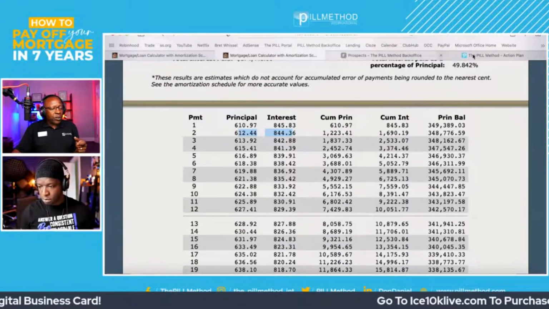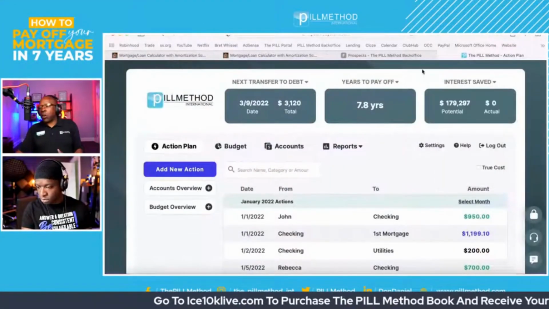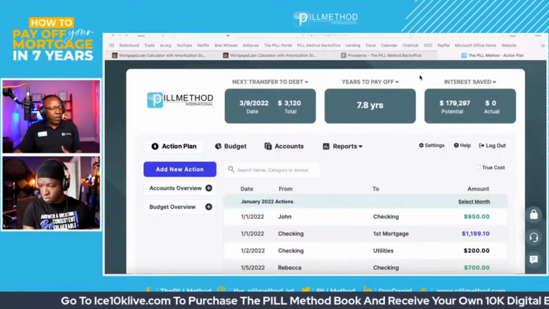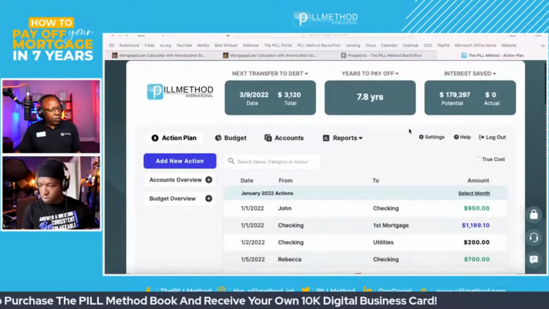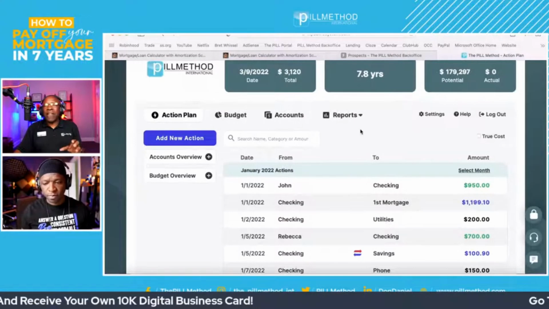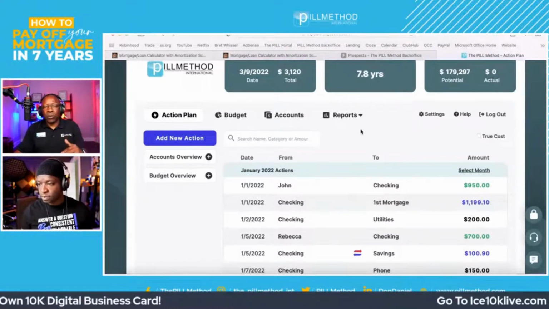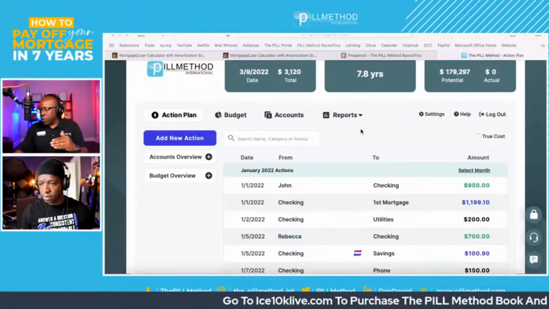So if we were to get in here and take a look at the opportunity cost calculator that simplifies everything, now we have John and Rebecca Jones. Let me show you a little bit about John and Rebecca Jones. We're looking at their action plan, and in their action plan, we track how much they're spending and how much they're making.